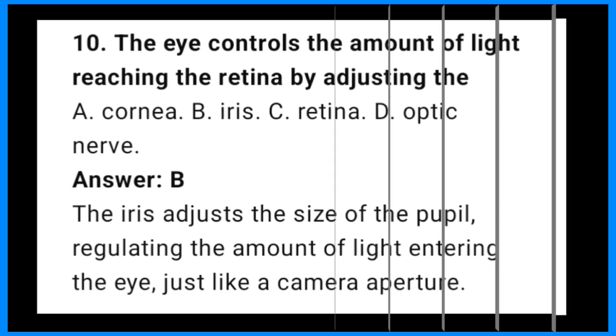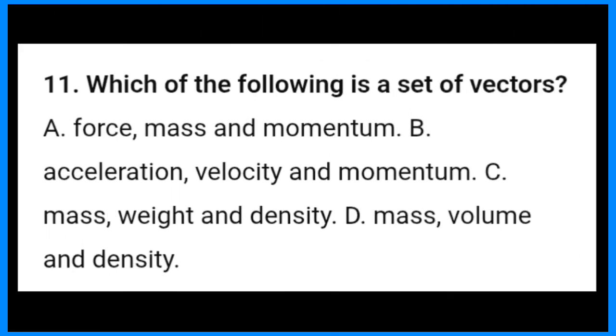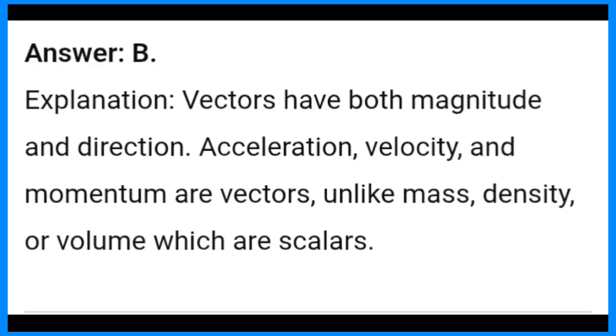11. Which of the following is a set of vectors? A. Force, mass, and momentum. B. Acceleration, velocity, and momentum. C. Mass, weight, and density. D. Mass, volume, and density. Answer B. Explanation: vectors have both magnitude and direction. Acceleration, velocity, and momentum are vectors, unlike mass, density, or volume, which are scalars.